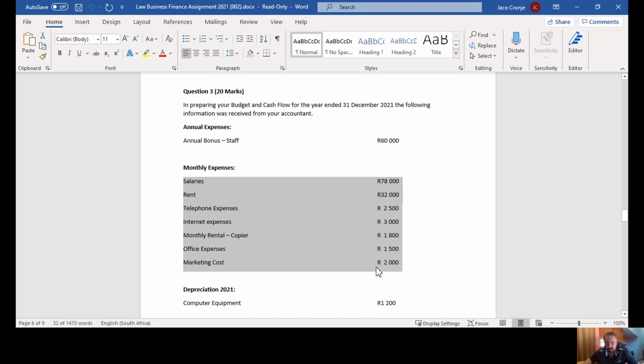Yeah, so up to here, I think questions 1, 2, and 3 are very reasonable and very, very easy for that matter. As long as you read through each item line by line and make sure that you get each expense, you should be fine in getting your marks here.